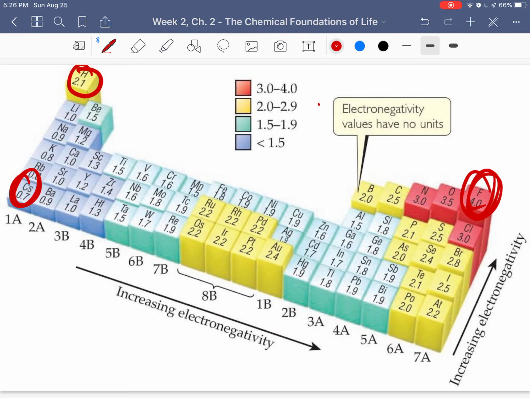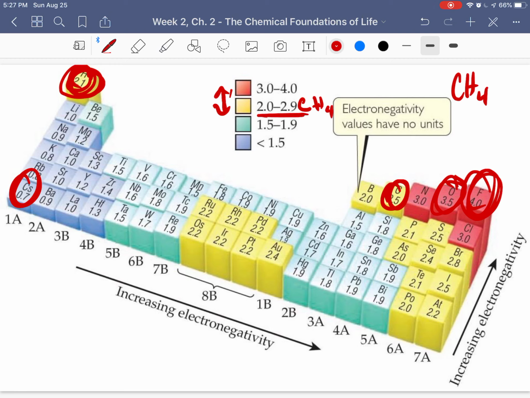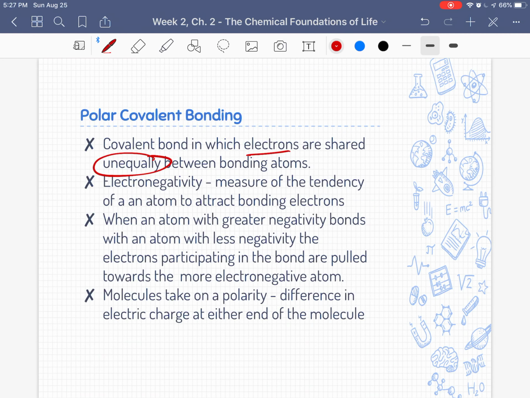So when we talk about water, hydrogen is a yellow, oxygen is a red. They are far apart in electronegativity, and so they're not going to share electrons equally. If we go back to our CH4, our methane, carbon is a 2.5, hydrogen is a 2.1. So both carbon and hydrogen are about the same electronegativity, so they're going to share those electrons equally. So when an atom with greater electronegativity bonds to an atom with less electronegativity, the electrons are going to be pulled towards the most electronegative atom.